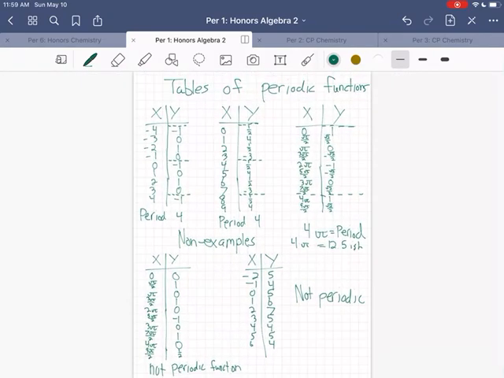So hopefully now you've got some taste for how you can determine whether a function is periodic or not using its table. Go ahead and check out the further videos and also the week 7 practice.